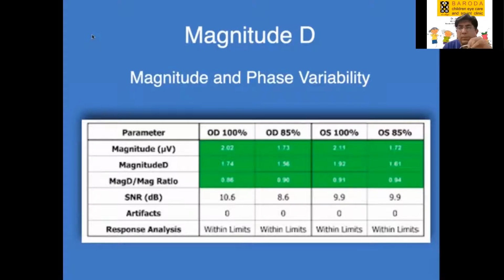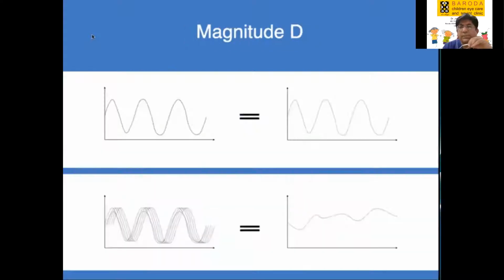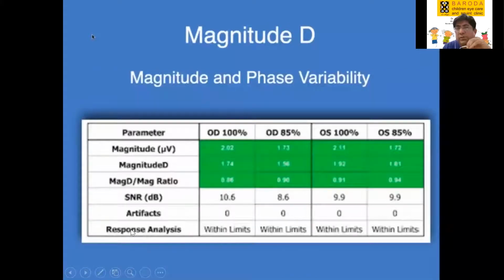So magnitude D is also in microvolts. I think what they are doing is taking multiple waveforms, and the magnitude is a single averaged variable. But they have not mentioned how they are calculating magnitude D. What they say is that in magnitude D they incorporate the phase variability. If the variability is large, the magnitude D will go down. Will go down. Okay. Yeah.